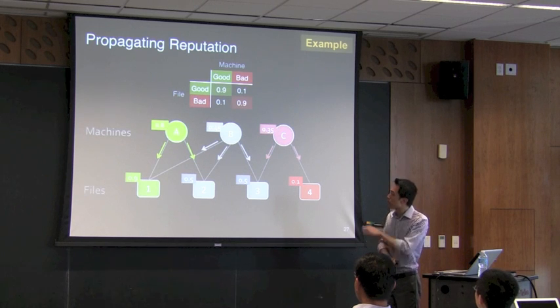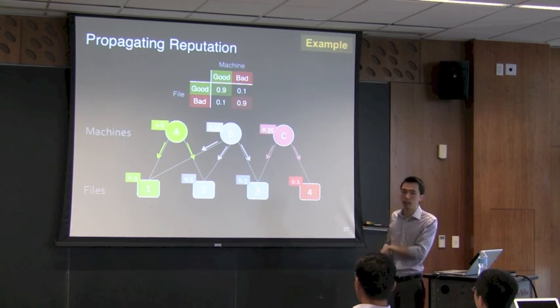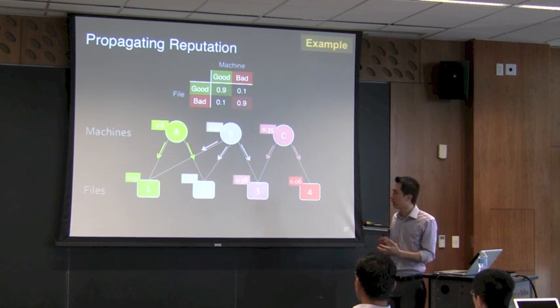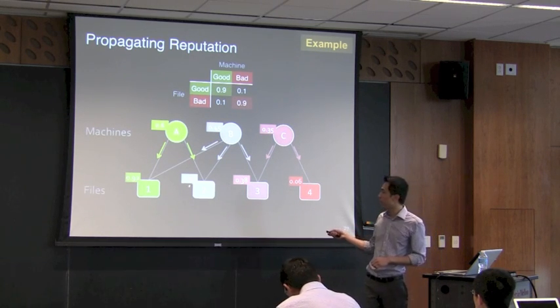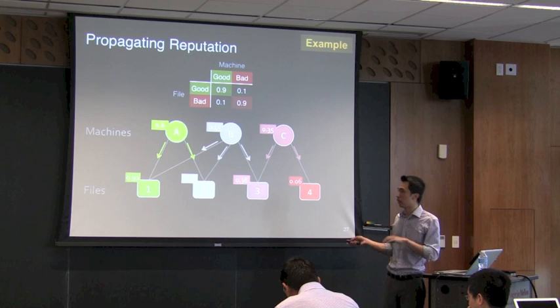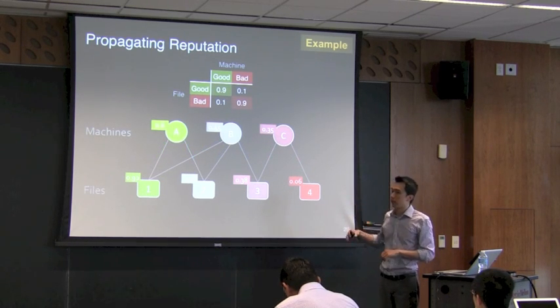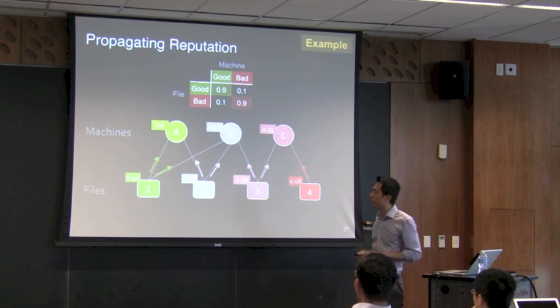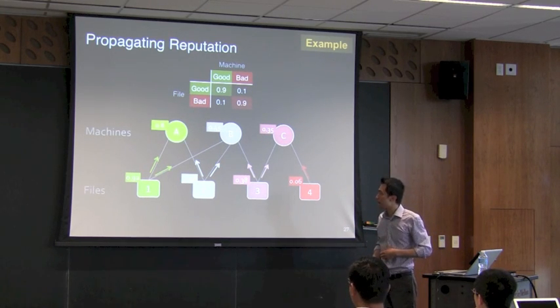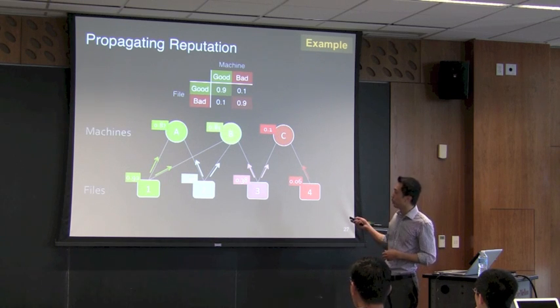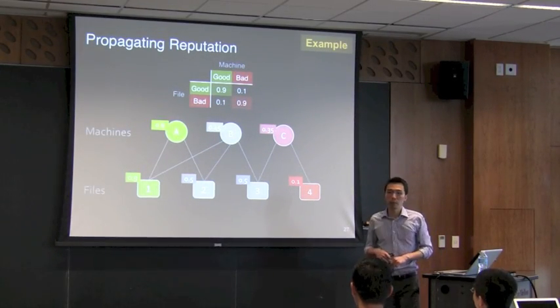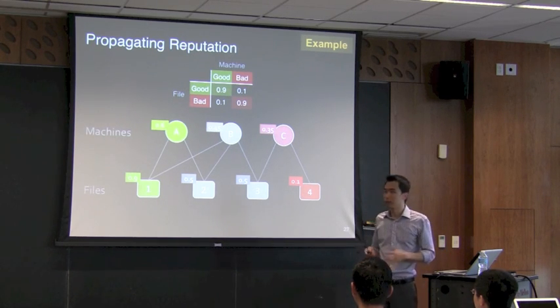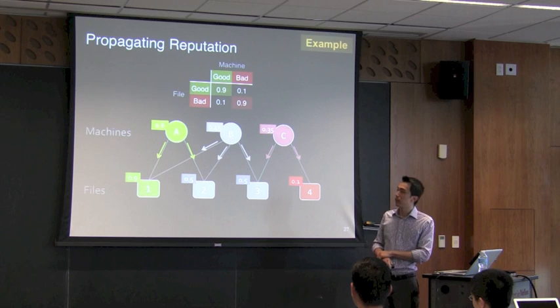After this propagation, each file collects all the incoming opinions, aggregates them, and updates its reputation to a new value. In this case, file 2 becomes slightly good, and file 3 becomes slightly bad. So that's one way of propagation, from machines to files. Then you would do it the other way around, from files to machines, and update the machine reputation to get a new value. We would just do this iteratively until the reputation converges. So that's what the algorithm does, at a slightly more detailed level.